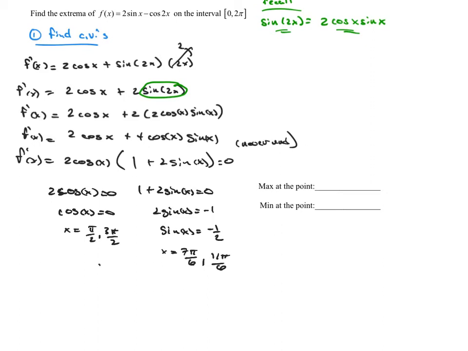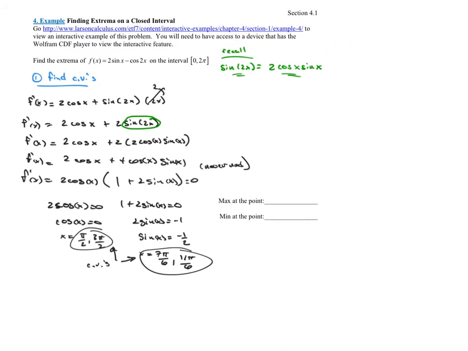So those are my critical values. I have pi over 2, 3 pi over 2, 7 pi over 6, and 11 pi over 6. Again, all we did was solve trigonometric equations. There truly was only one step of calculus in this problem. Then it was a trig replacement and solving trig equations from there on out, which we reviewed at the beginning of the semester. Okay. So what do I do now?